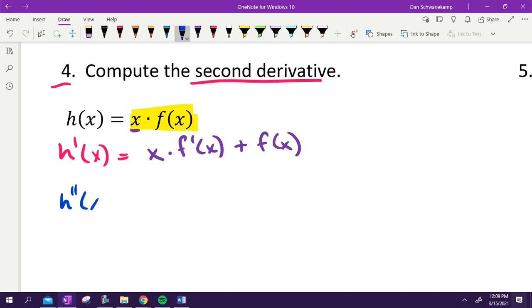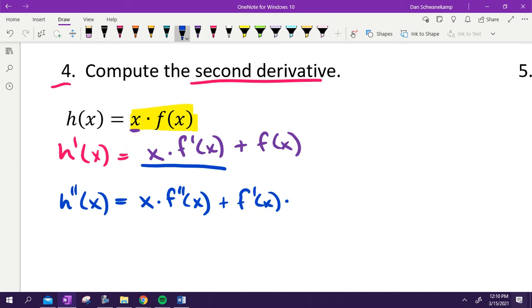But the problem here is I need to find the second derivative. If I find the second derivative, what am I going to need to take the derivative of that first part? Product rule again. So I'm going to have to do first times the derivative of the second, which is f double prime, plus the second times the derivative of the first. The derivative of x is going to get me 1. But don't forget about this guy. What's the derivative of that f of x going to be? F prime.